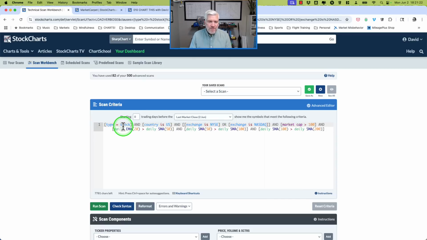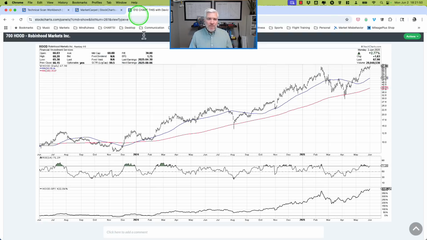So what this is basically saying is I want to look at U.S.-based stocks where the exchange is the New York Stock Exchange or the NASDAQ, market cap above 100 million, so that's in millions. And this line right here is what really creates this scan. There are 4 moving averages that you're using: the 20-day exponential moving average, the 50-day simple moving average, the 100-day simple moving average, and the 200-day simple moving average.